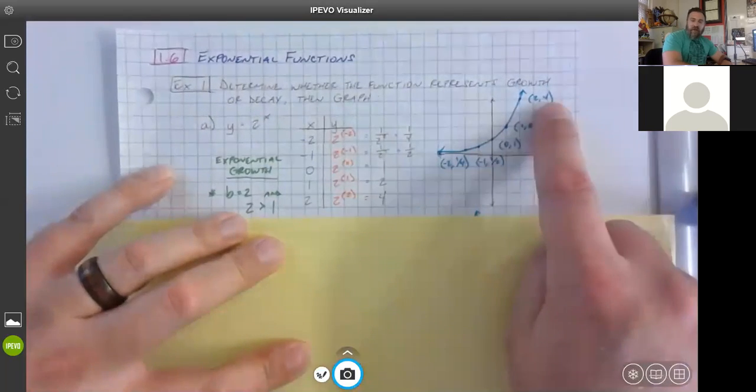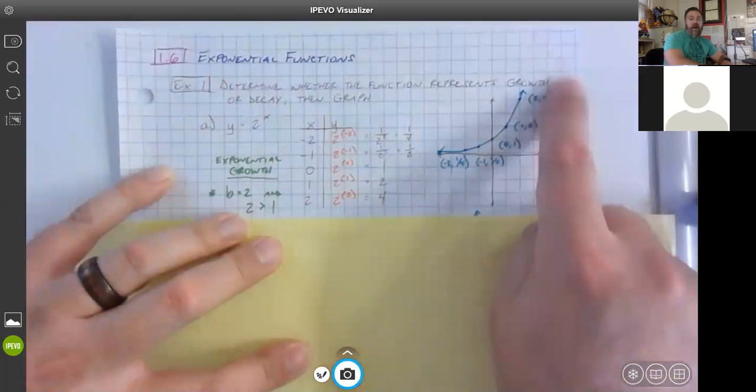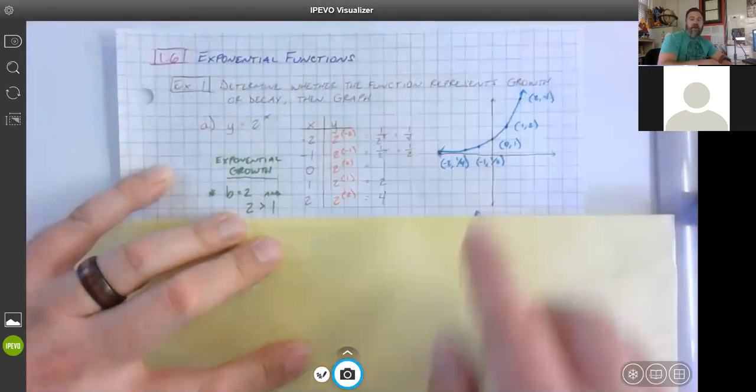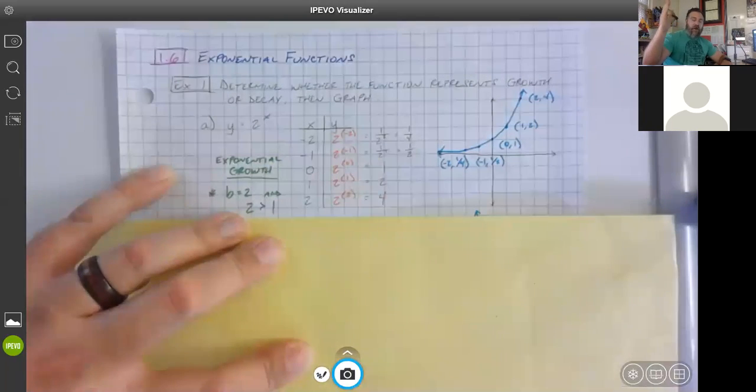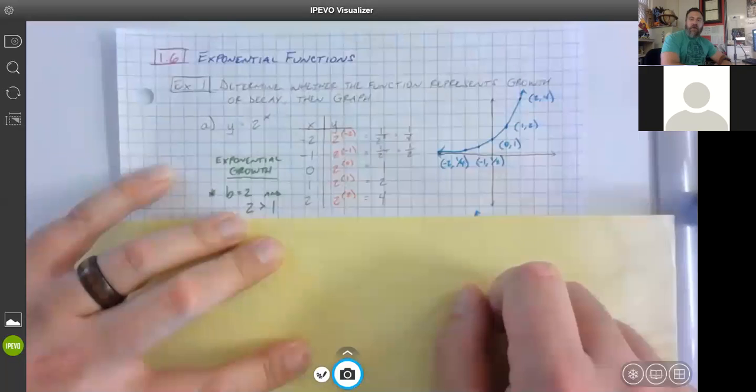Now, what you may notice is look at these y values. They get increasingly bigger, and they're just going to start taking off. This is going to accelerate up. It's going to go super big, super quick, and there's no limit to how tall or how high this exponential function can go.